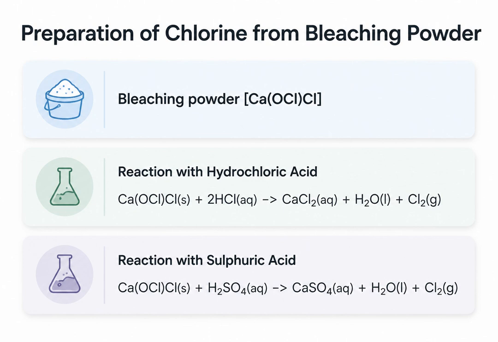By simply placing bleaching powder in a flask and adding a dilute mineral acid, such as hydrochloric or sulfuric acid, chlorine gas is rapidly evolved. As you can see from the equations, the acid reacts with the bleaching powder to form a calcium salt, water, and chlorine. No external heat is required for this setup.